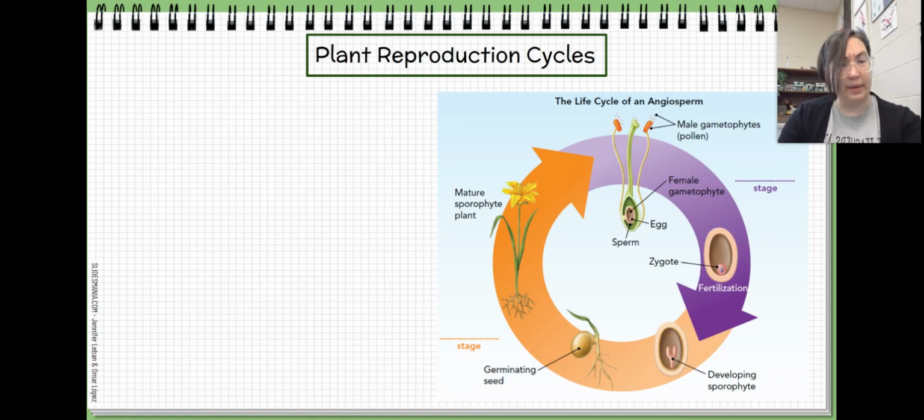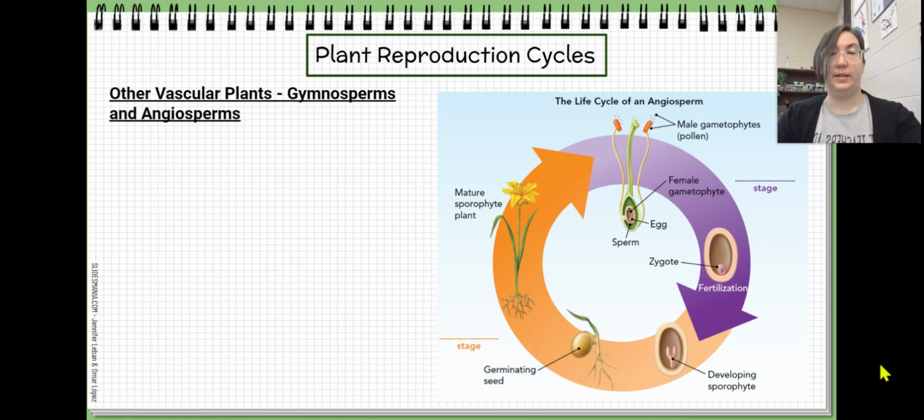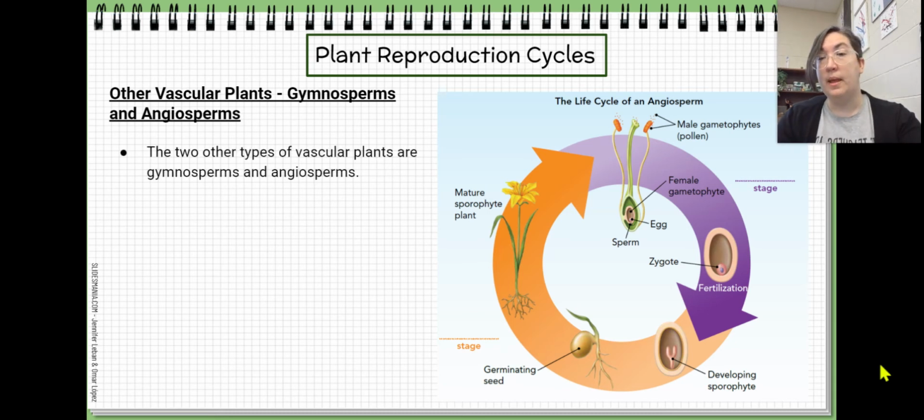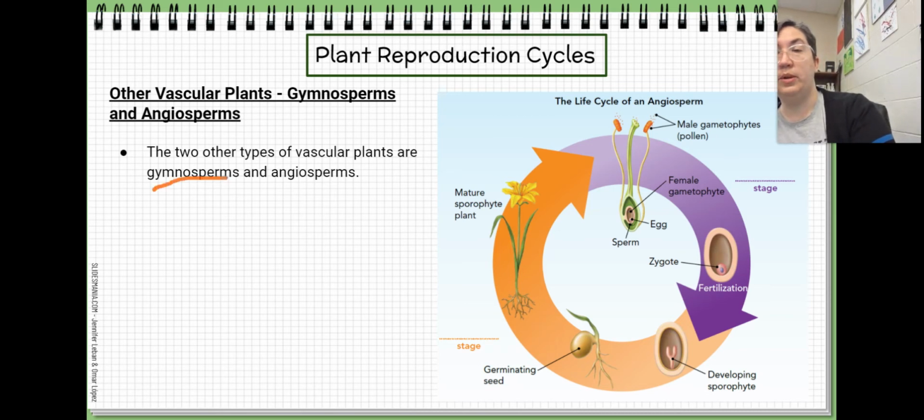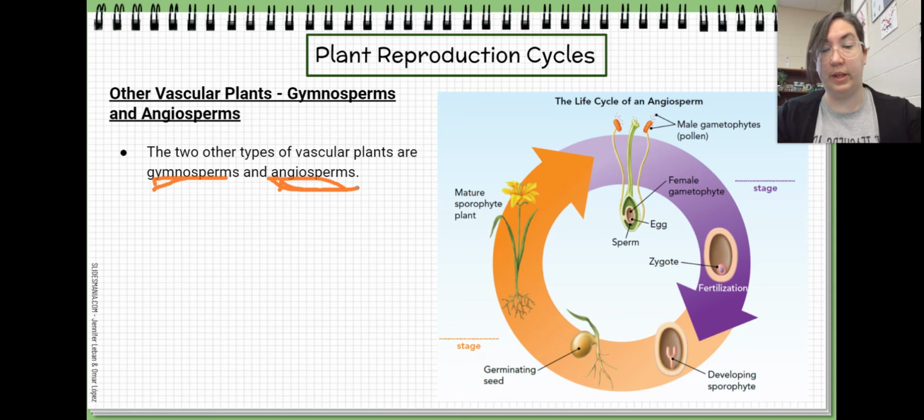All right, what about other vascular plants? And we're going to talk about gymnosperms and angiosperms. These are 2 types of vascular plants. So those are my gymnosperms and angiosperms. These are new terms we want to really think about.